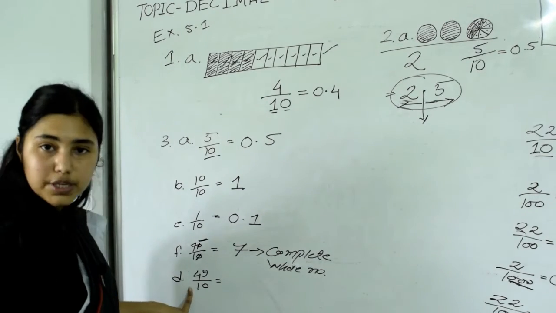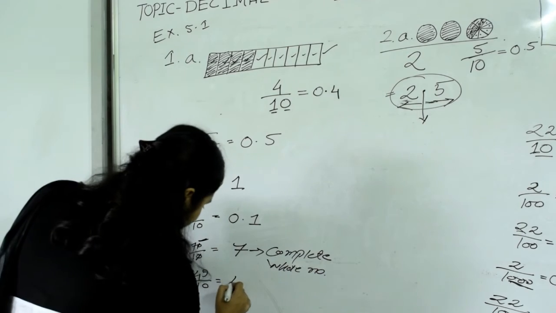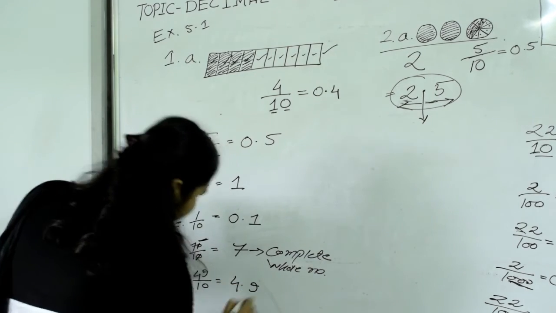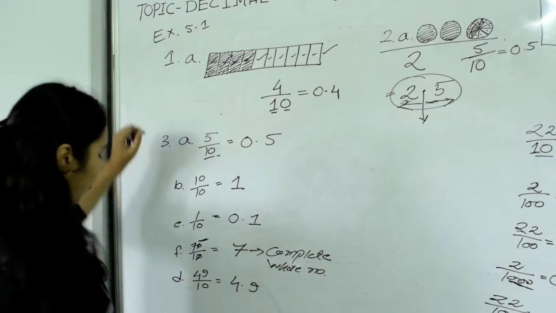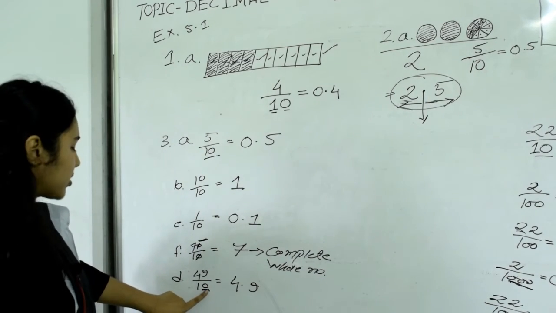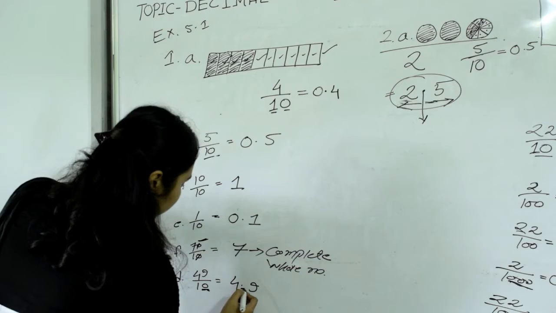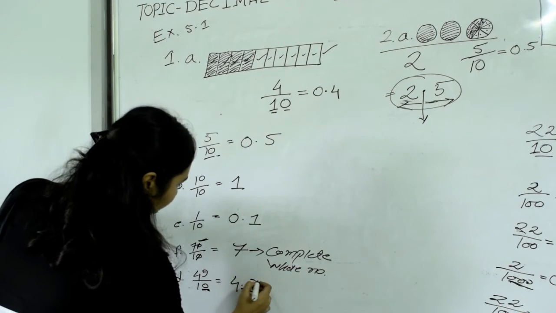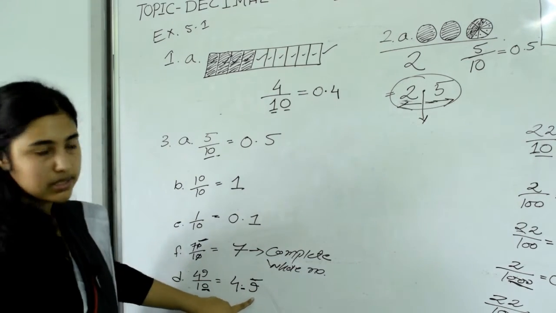Next, 49 by 10. 49 is not divisible by 10, right? So we can write it as 4.9. Why? Because in the denominator we have 10. That's why we are placing this point at 1 decimal place.